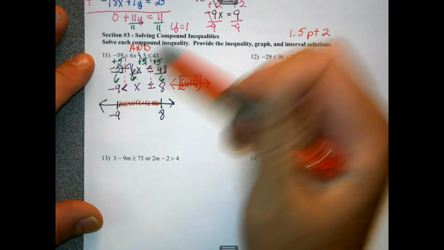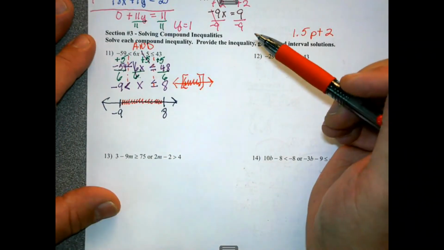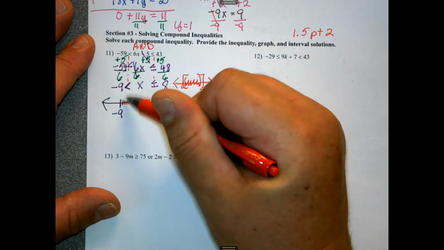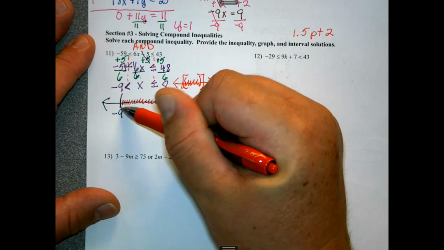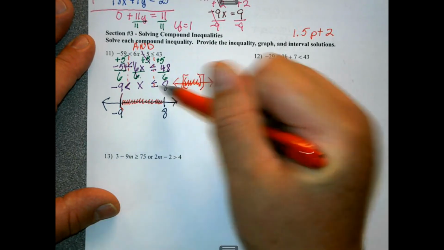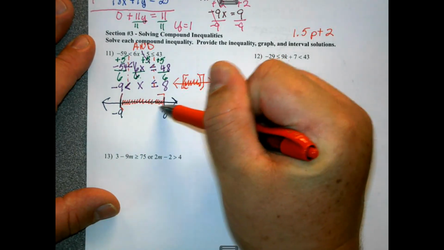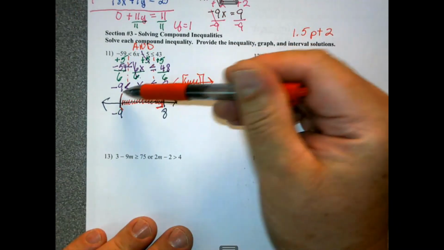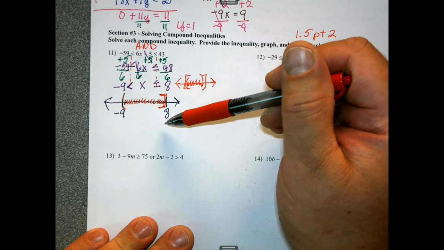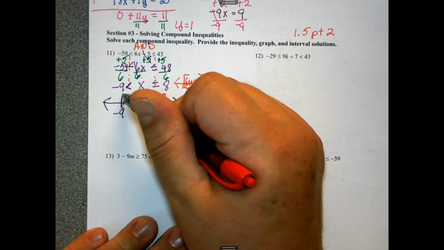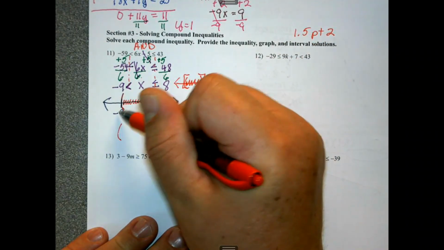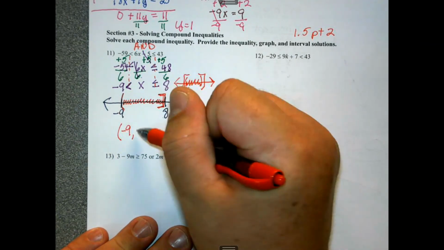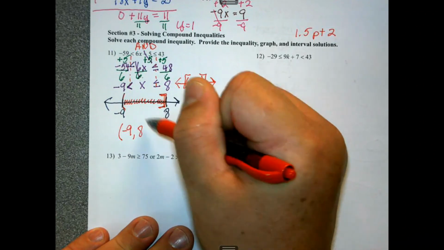All I have to do is figure out, yep, this one's a parenthesis because there's no equal sign. Well, that's a parenthesis. This one is a bracket because there is an equal sign. Then your interval is exactly what's on the graph here. Okay. Parenthesis, negative 9, comma, 8, bracket.